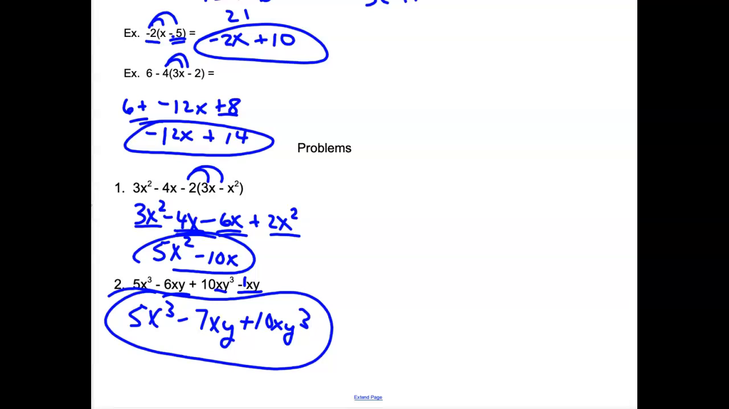So that's combining like terms, distributive property. Refresher for you.